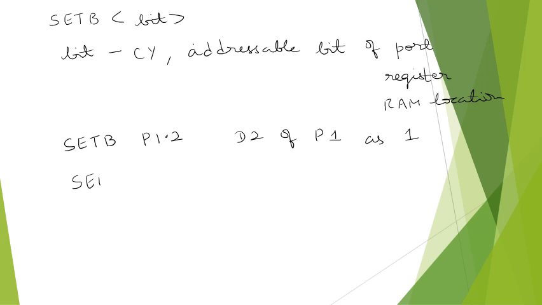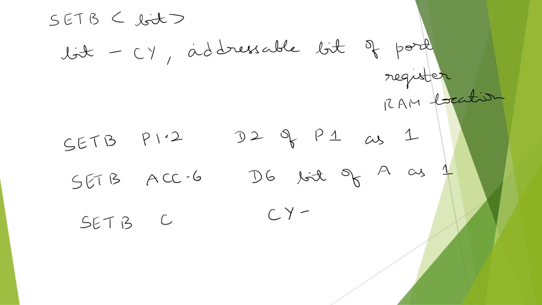Similarly, we can have SETB ACC.6. This will set the D6 bit of register A, that is accumulator, as 1. Next we can have SETB C. It will set the carry flag as 1. And then we have SETB 05. This will set the D5 bit of the RAM location 20H as 1.